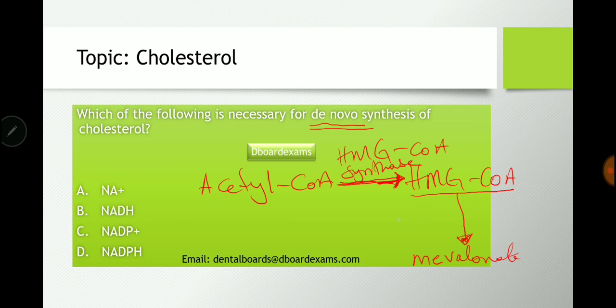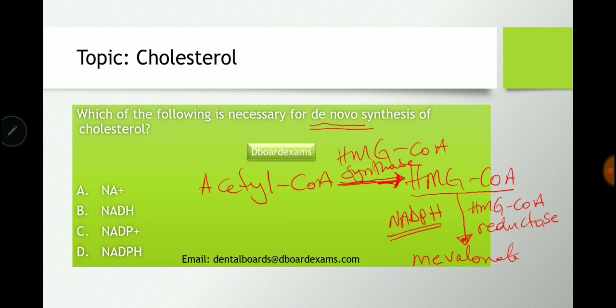ATP. I mean, sorry, not ATP, but NADPH. So you already know the answer is D. You need NADPH, and this NADPH is needed by the enzyme HMG CoA reductase. You are reducing HMG CoA. When you reduce HMG CoA, you make mevalonate, which is a precursor to forming cholesterol.